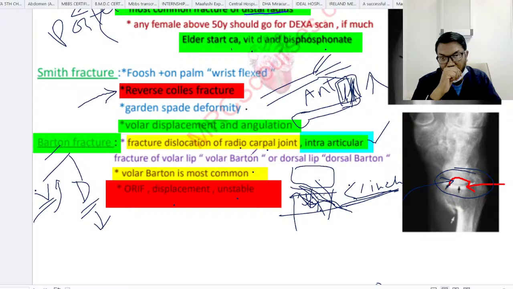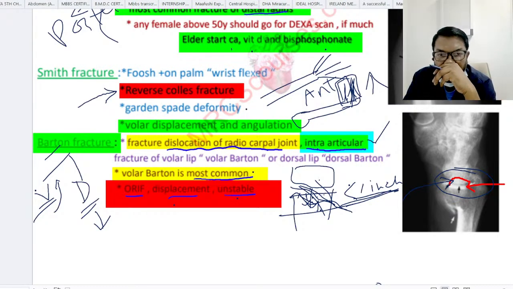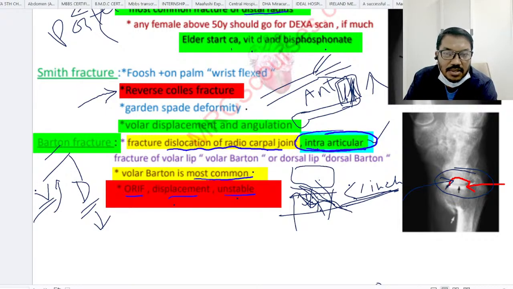Barton fracture, exam question. Fracture dislocation of the radiocarpal joint with intra-articular involvement. Volar Barton is the most common. Displacement, unstable. Okay. Volar Barton. This is kind of this. Volar Barton also looks like Colles fracture, but it is intra-articular. If it is intra-articular, then it will be Barton fracture.